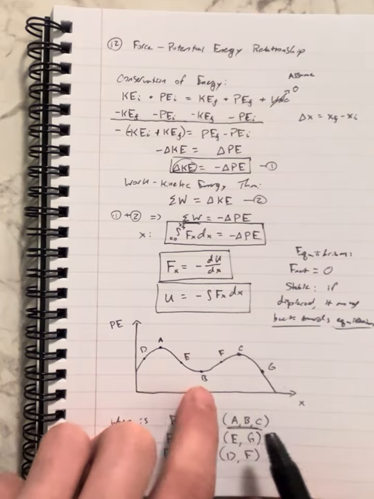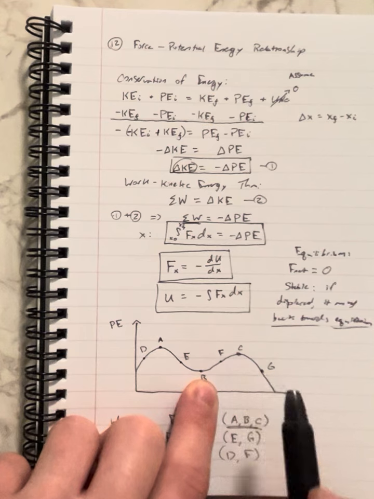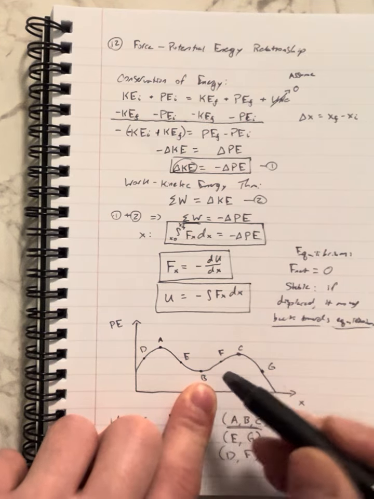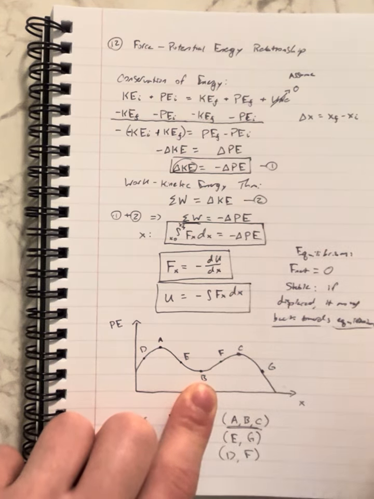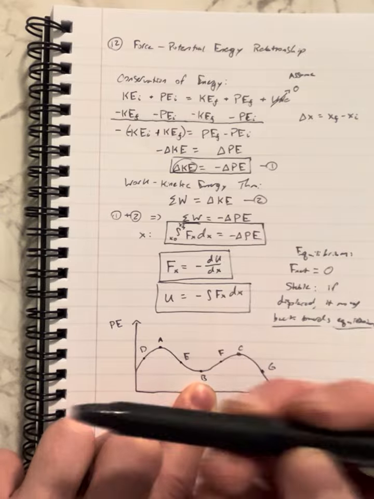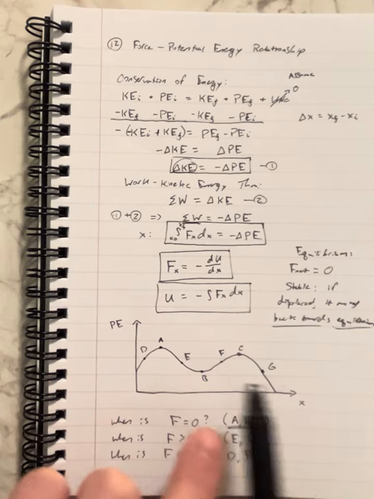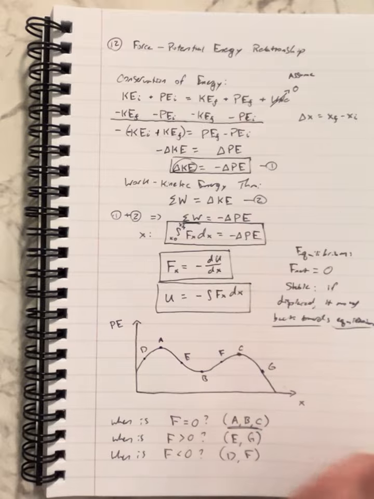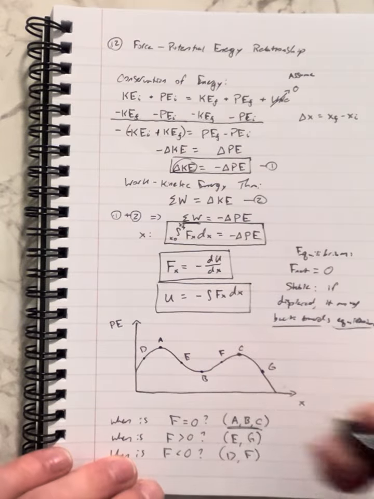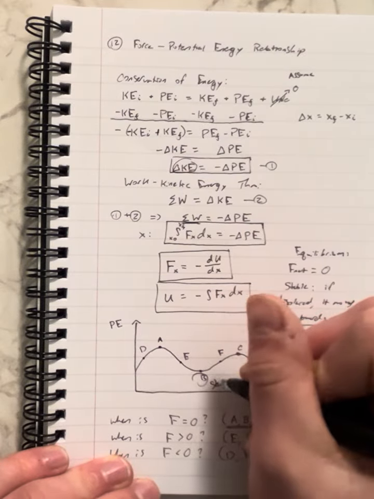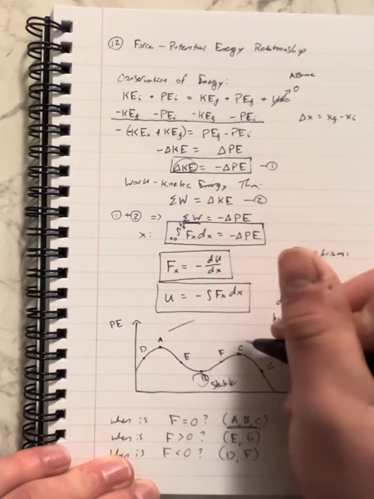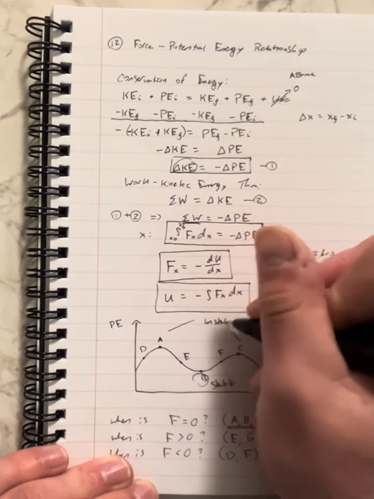On the other hand, if we look at point B and I go slightly to the right, the slope of the graph is positive, meaning my force is going to be in the negative x direction. And when I move to the right, it's going to pull me back to point B. So point B is stable, whereas A and C are unstable equilibriums.